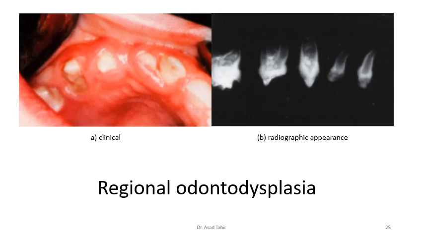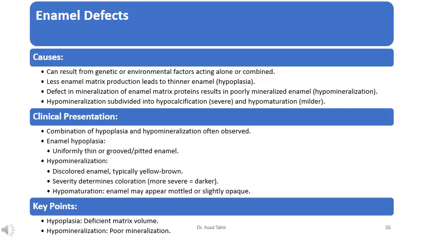Enamel defects. Causes: can result from genetic or environmental factors acting alone or combined. Less enamel matrix production leads to thinner enamel, hypoplasia. Defect in mineralization of enamel matrix proteins results in poorly mineralized enamel, hypomineralization. Hypomineralization is subdivided into hypocalcification, severe, and hypomaturation, milder. Clinical presentation: a combination of hypoplasia and hypomineralization is often observed.